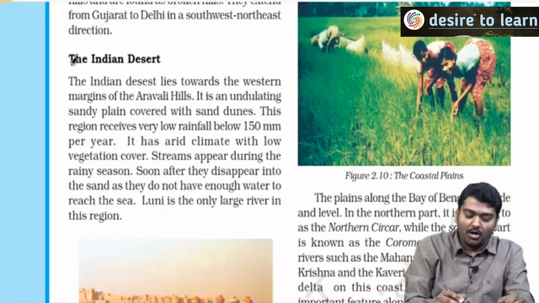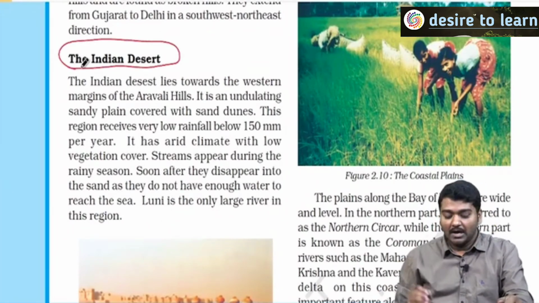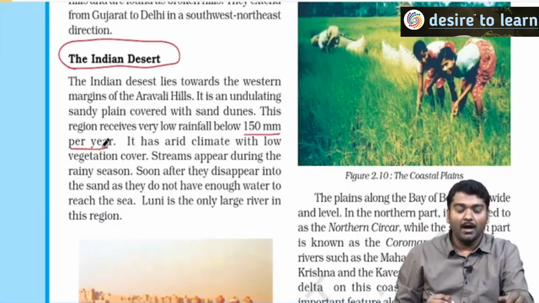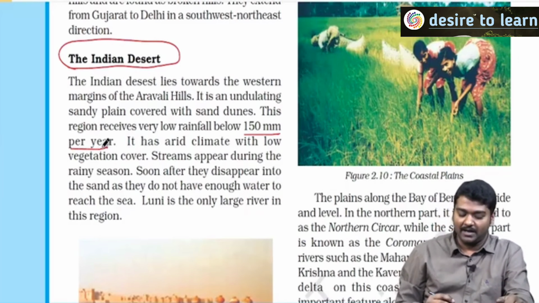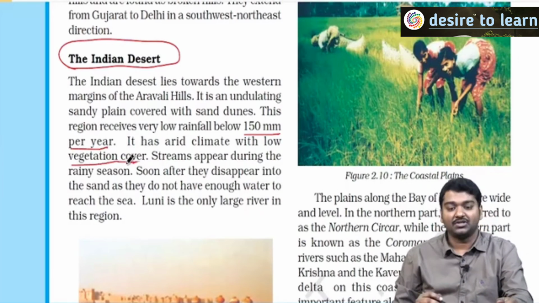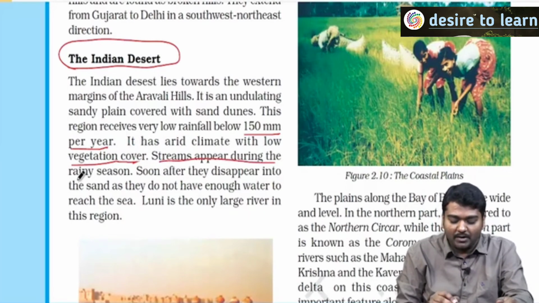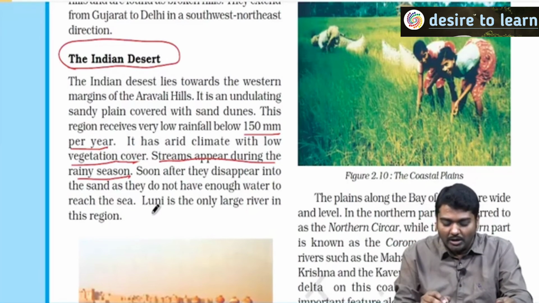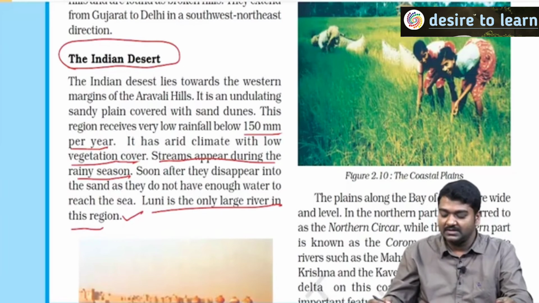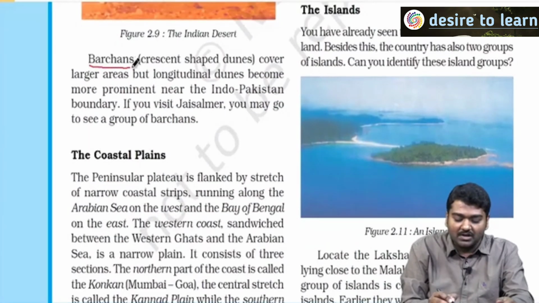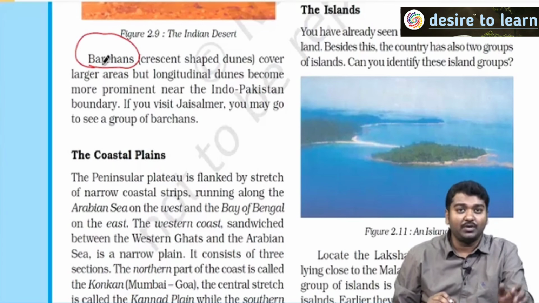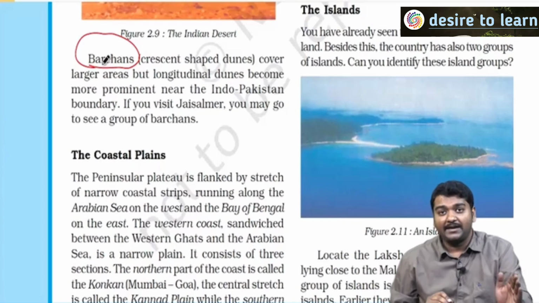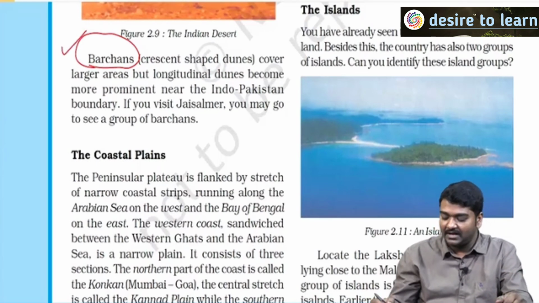And then we need to talk about Indian desert. So Indian desert receives rainfall less than 150 millimeter per year. Why is desert present here? I'll be explaining with the help of climate. Here you have less vegetation and most of the streams appear only in the rainy season. Rivers will flow only in the rainy season, else you won't see that at all. Luni is the only large river in this region. Then the Barchans or crescent-shaped dunes I have already shown in the World Physical Geography, where, in the depositional features of sand or wind, we see Barchans, it is significantly present.